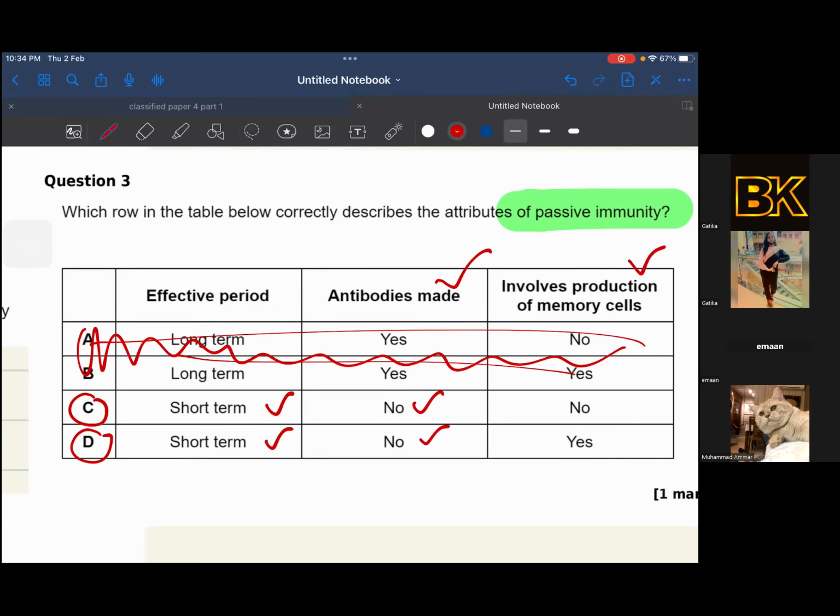Involves production of memory cells. But you said that in the baby's breast milk, there are antibodies also, but they are passed from the mother to the baby. Is the baby making the antibodies? That's my question. It's not made by the baby. Yeah, you have to look at the person. Antibodies are not made by you. You're basically getting it, right? So that's why the answer should be no. Does it involve the production of memory cells? Just now I told you.